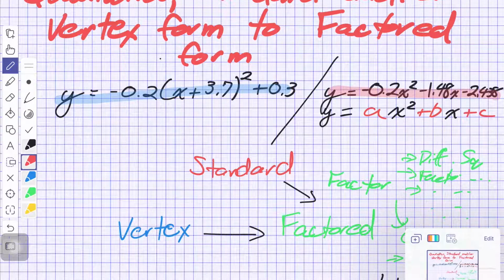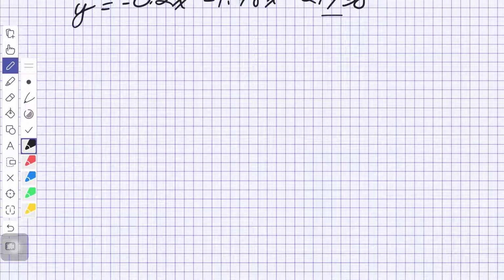So I'm going to have to remember what we got there for a standard form. I think it was y equals negative 0.2x squared minus 1.48x minus 2.438. So, really hard to do factoring with. If they talk about finding two numbers that multiply to c and add to b, with decimals there's way too many options for this. So we use the quadratic formula.